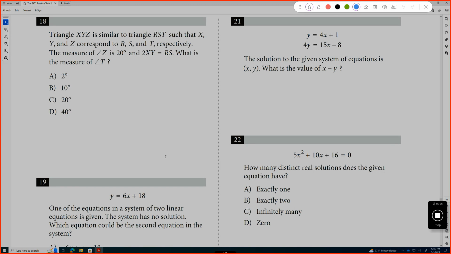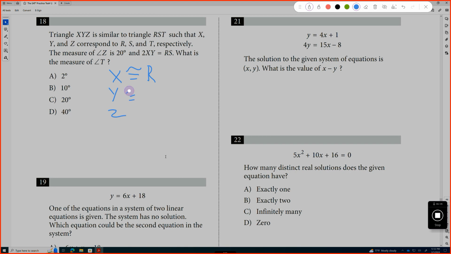Okay, so this should be video 404. Question 18 tells us that triangle XYZ corresponds to RST. That means that X is congruent with R. Same thing happens with Y and Z.